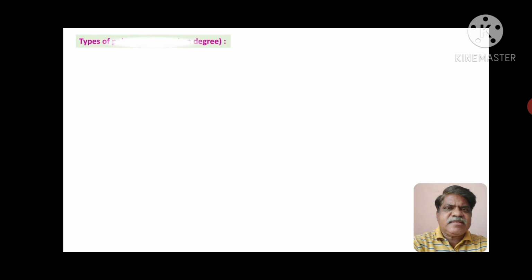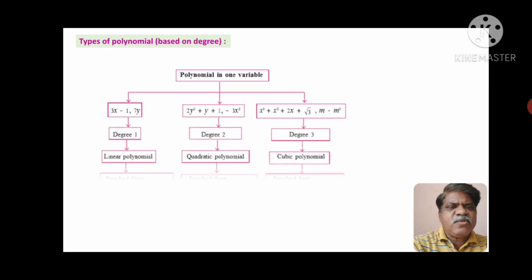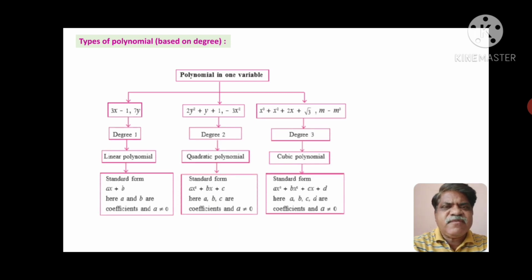Now let us see the types of polynomials based on degree. You could see this tree diagram, polynomials in one variable. You could see here first 3x - 1 and 7y. These are polynomials having degree 1. It is a linear polynomial. Its standard form is ax + b, where a and b are coefficients and a is not equal to 0, because a is multiplied with the variable.